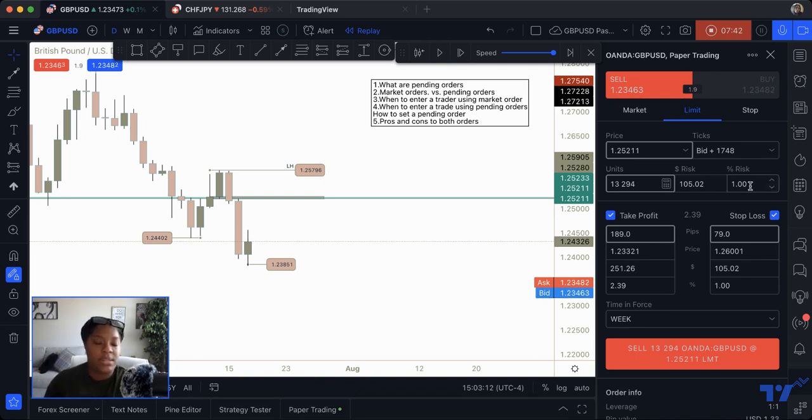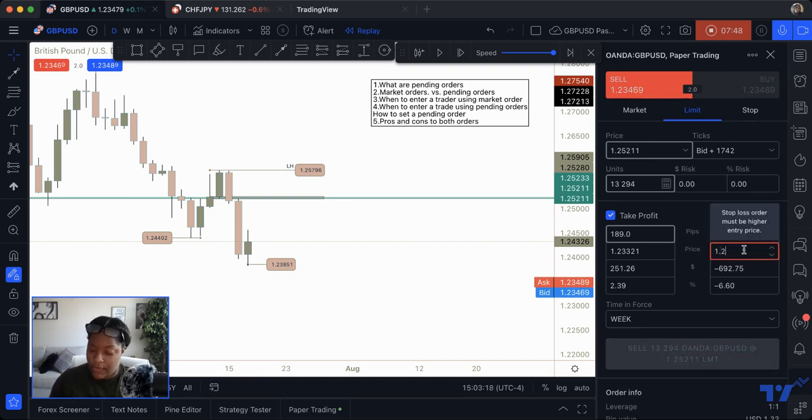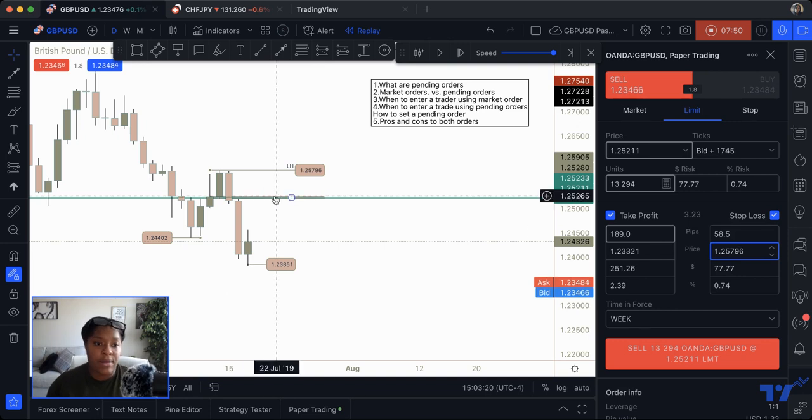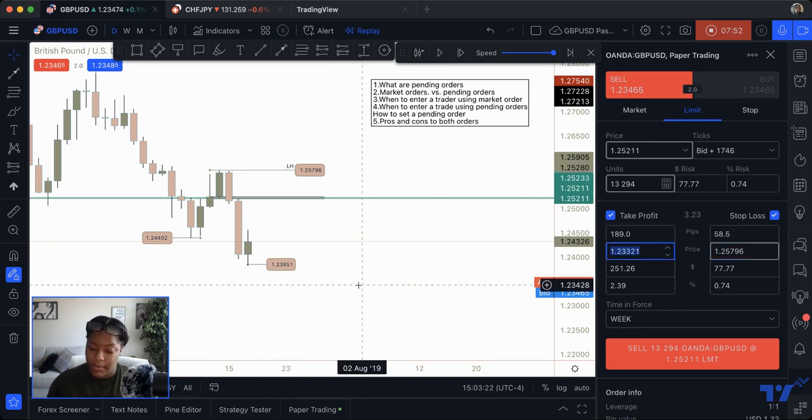I can risk 1%. Maybe you risk 2% or 3% at most. You could put what the price will be for your stop loss. I'll just say back up to the previous high. You can put what your take profit is going to be, and then you could see how much it is that you could potentially make in this trade.